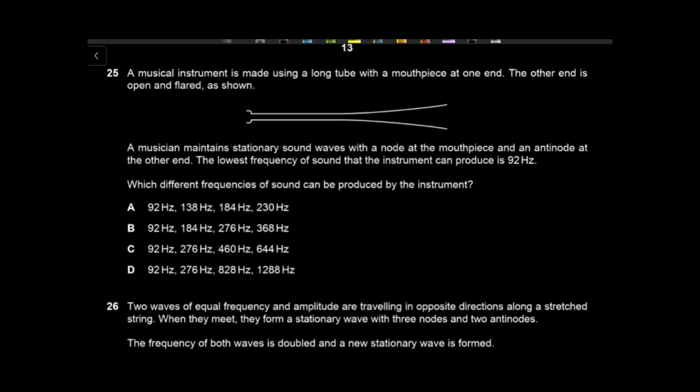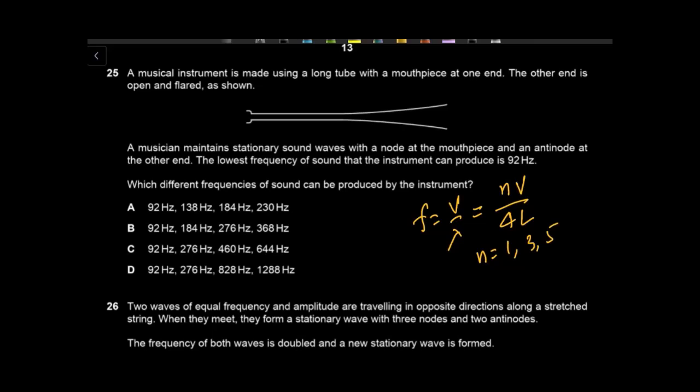So in the case of a pipe with one closed and one open end, the closed end will produce a node and the open end will produce an antinode. And the resonance frequency is given as f is equal to v upon lambda. So this is equal to n v upon 4L, where L is the length of the long tube and n is here 1, 3 and 5.